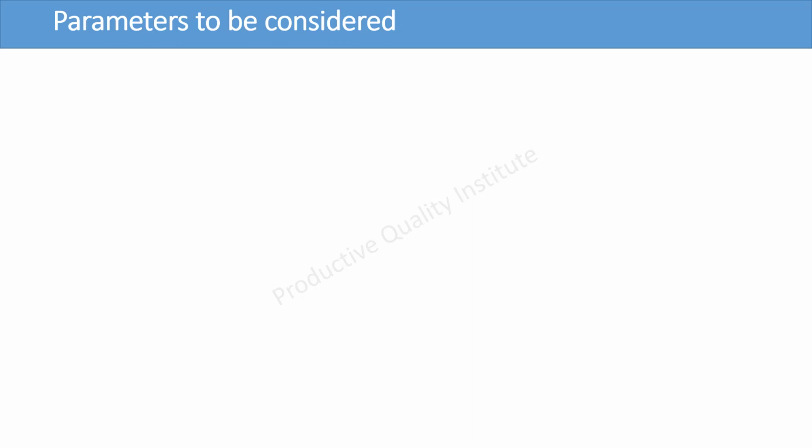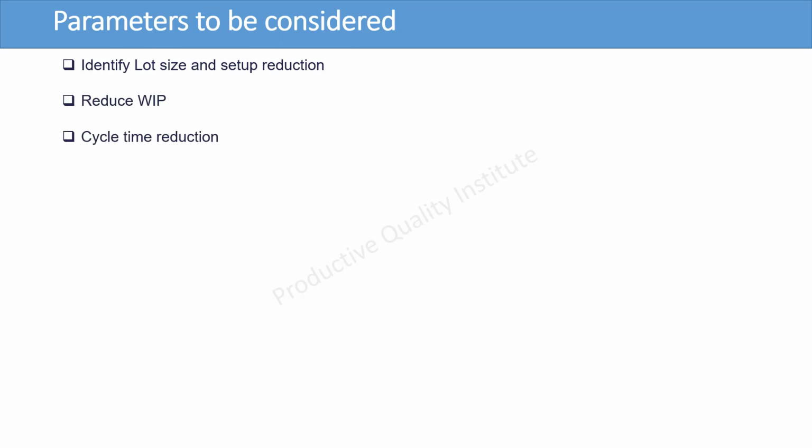Parameters to be considered in the construction of value stream map. Identify lot size and setup reduction. Reduce WIP. Cycle time reduction. Eliminate, or at least reduce defects. Increase availability. Combined operations.